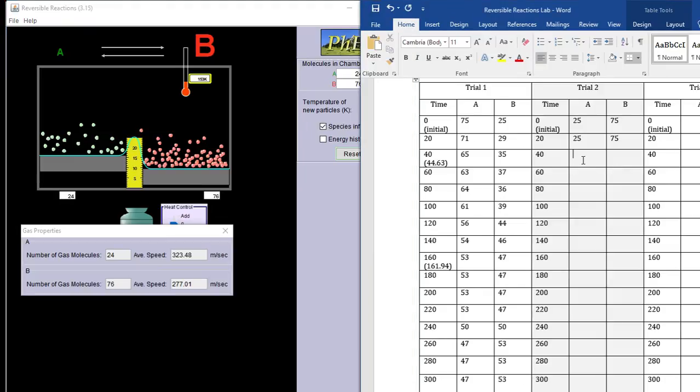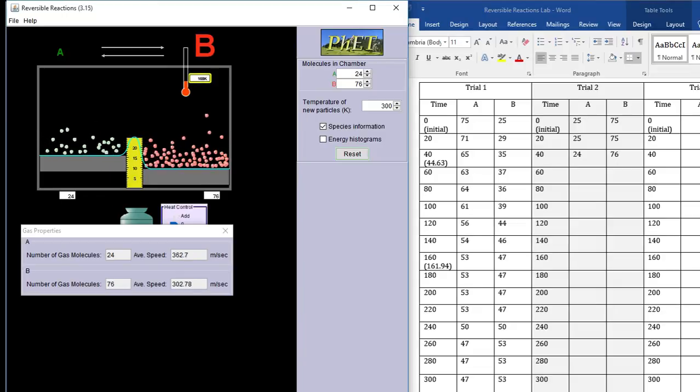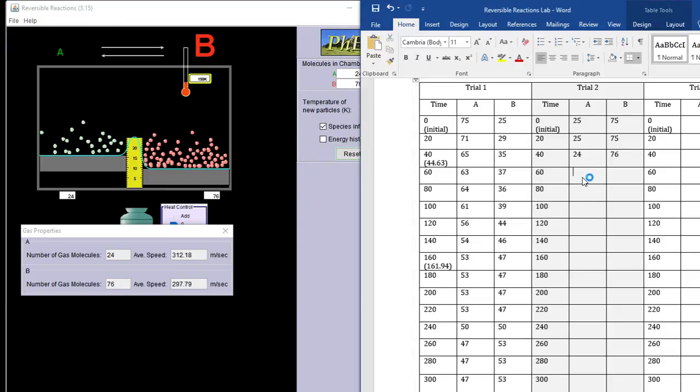We got 24 to 76. Not too much of a shift yet. All right, let's keep going. Okay, 24 to 76. So we can keep going, but so far what we're seeing is at this temperature, with these concentrations, we get very little reaction.